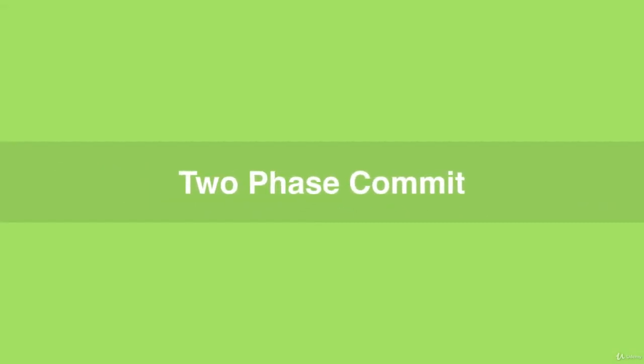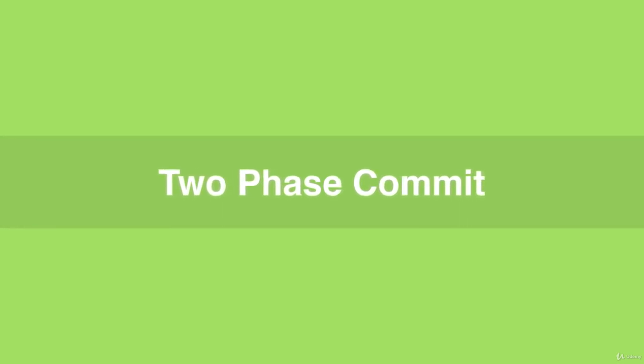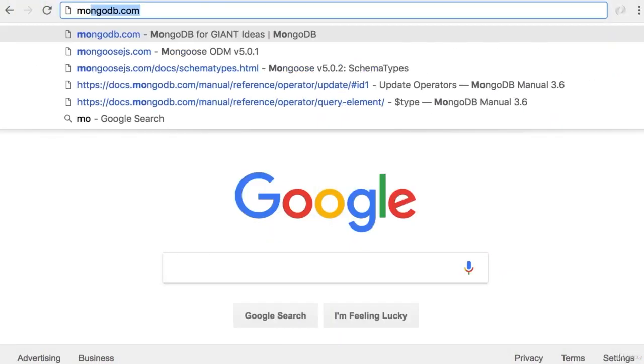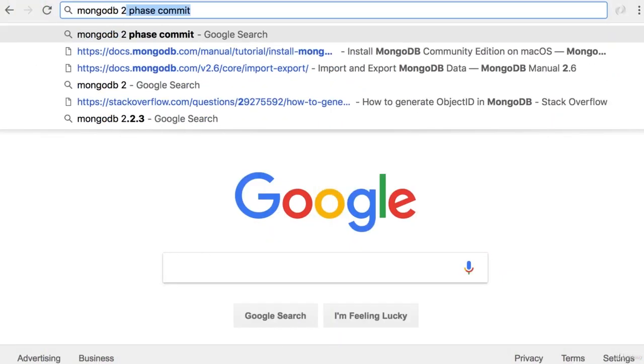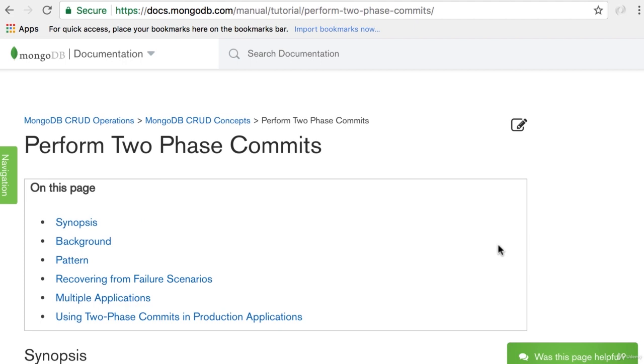We have a technique called two-phase commit, which is really beyond the scope of this course. But if you want to learn more about it, let me show you the right page in the documentation. So search for MongoDB two-phase commit. Okay, so here, perform two-phase commits. This document clearly explains how to perform two-phase commits using a real-world example.